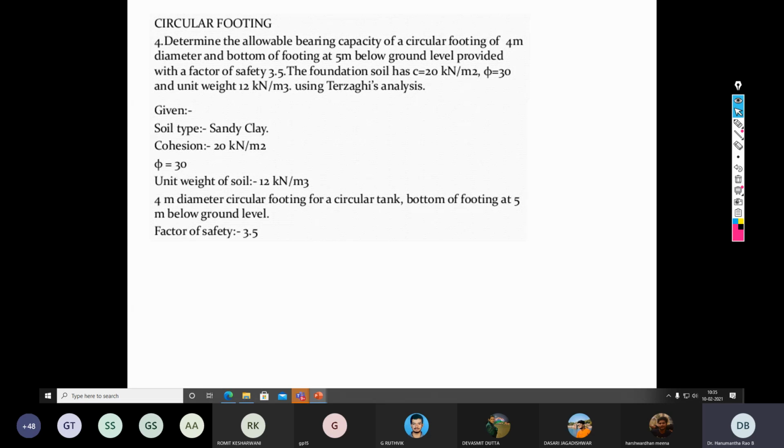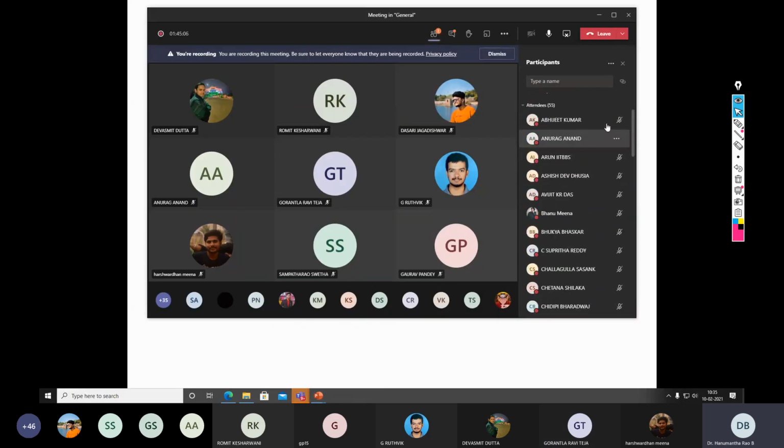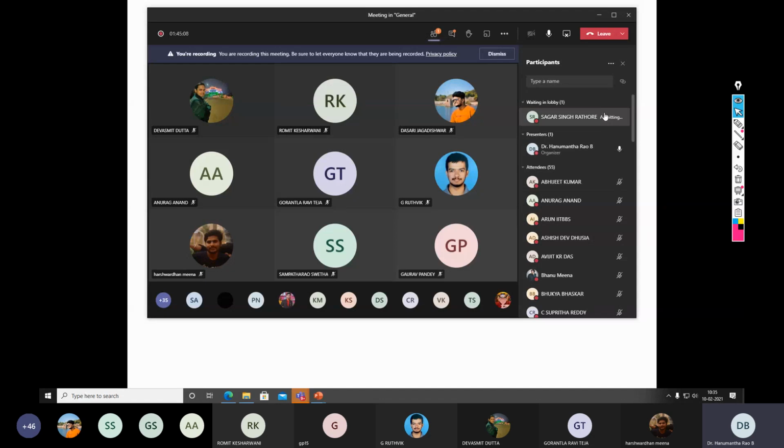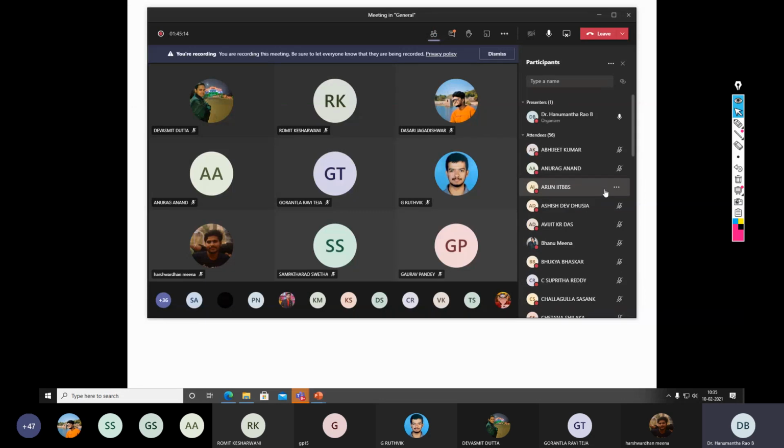So this is the given data. For circular footing, everything else is the same as square footing, except the third term coefficient is 0.3 instead of 0.4. So that means it is 1.3 C Nc plus q Nq plus 0.3 gamma B N gamma.